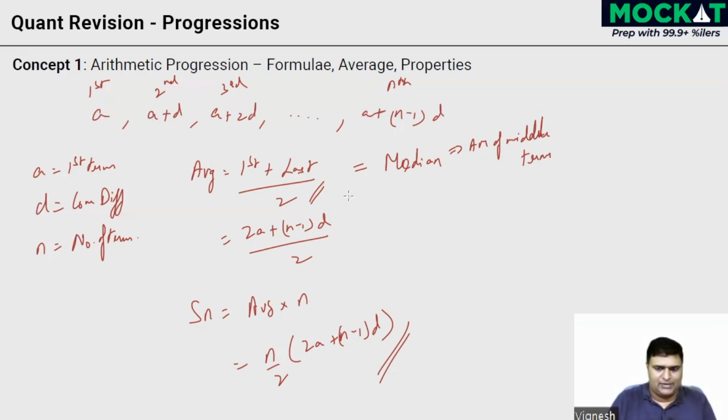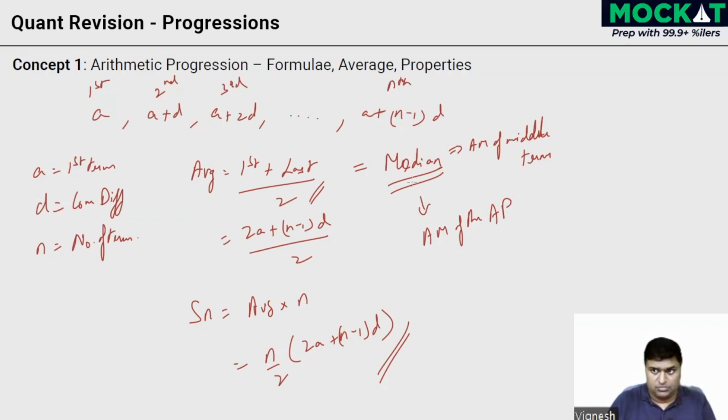And the other thing to note over here is the median is the arithmetic mean of an AP. The median, the middle term, is the AM of the AP. Arithmetic mean of the arithmetic progression. That's it.